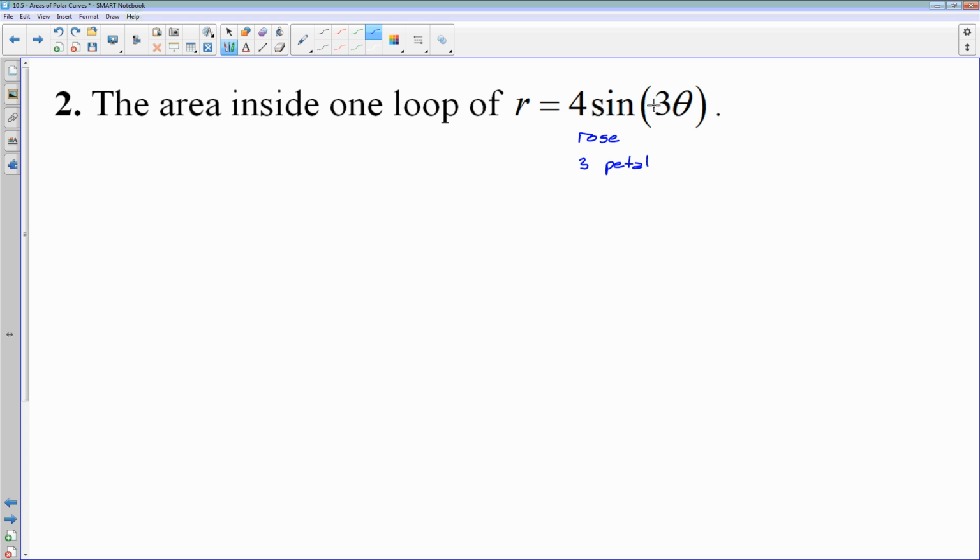If that number was even, say if it was 4 sine 6 theta, then you double it. There would actually be 12 petals. Each petal is 4 units long. That's what the number in front tells you, how long each petal is.